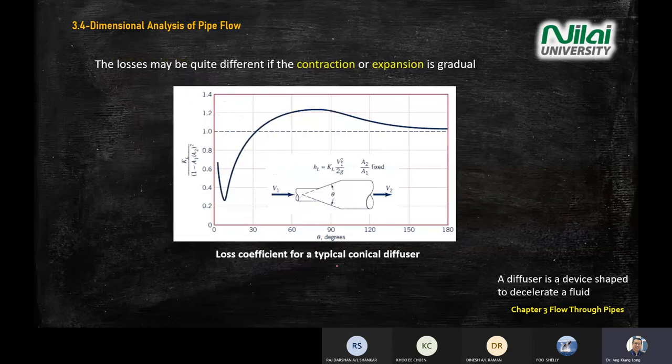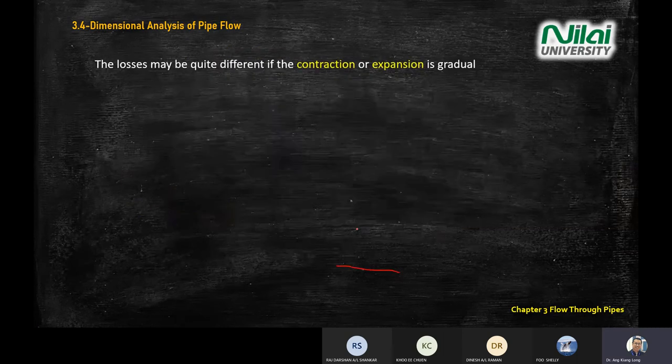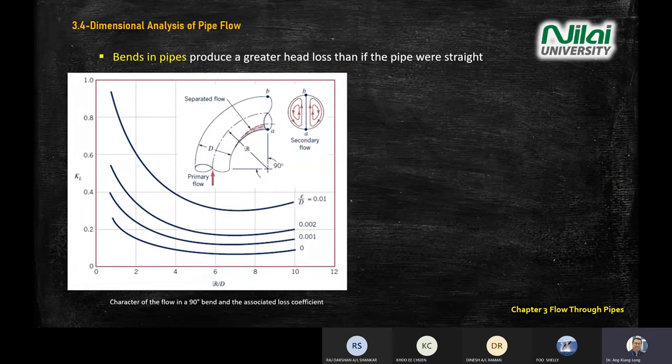Another one, this one is conical. Another one is a smooth corner like this. A smooth corner in a 90-degree bend, but this one has a smooth curvature. If you cut this cross section, you can see that there is a secondary flow that goes anti-clockwise on the left hand side, and clockwise on the right hand side. You are having a separation flow, secondary flow, where you can refer to this chart.